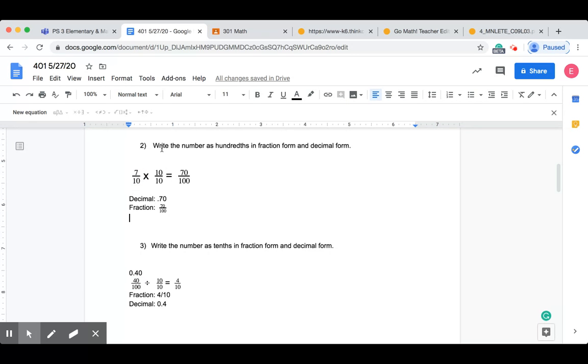And pay close attention as well. It says write the number as hundredths. So if it's telling you to write it as a hundredth, it's probably written as a tenth. And if it's telling you to write it as a tenth, it's probably already written as a hundredth. So you will have to convert it.